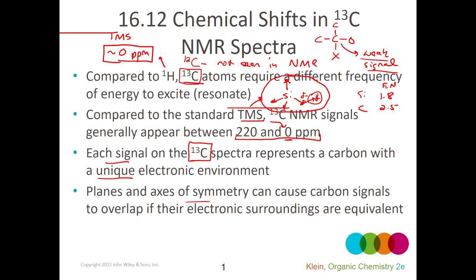If there's some symmetry in the structure and carbons have the exact same electronic environment, then they are equivalent and they will give the exact same signal. So one difference here between carbon and proton, as we said last time, is that the proton NMR signals might be overlapping.